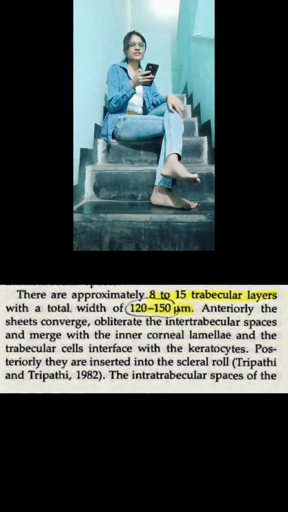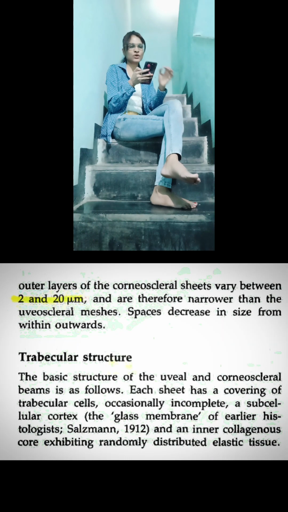Anteriorly, the sheets converge, obliterate the intertrabecular spaces and merge with the corneal lamellae, and the trabecular cells interface with the keratocytes. Posteriorly, they are inserted into the scleral spur. The intratrabecular spaces of the outer layers of corneoscleral sheets vary between 2 and 20 micrometer and are therefore narrower than the uveal meshes. Spaces decrease in size from within outwards.